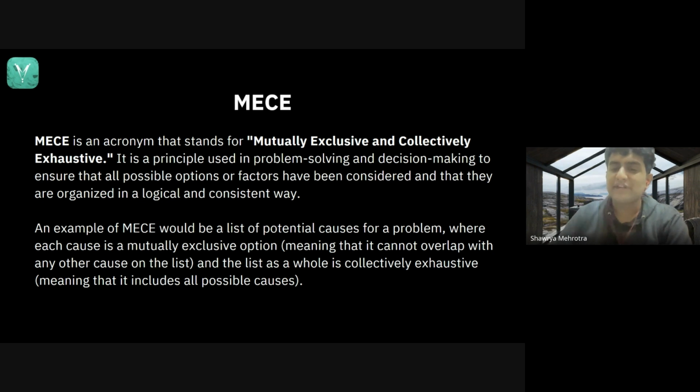So if I am saying that there is a problem with the profit being made by a business, what would be a mutually exclusive and collectively exhaustive list? It could be, of course, the sales, or it could be the costing. Now, sales and costing might not directly intersect with each other. Obviously, you can say that the sales would be decided as per the costing, but they are still not interacting with each other.